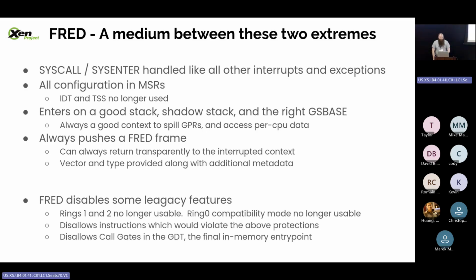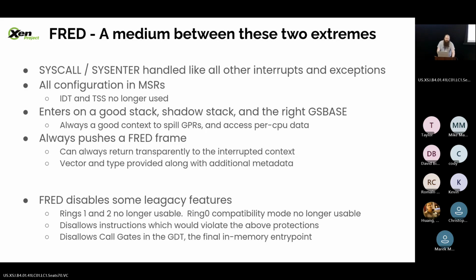FRED also pushes a full FRED frame. I've got a diagram of that later. Importantly, it means you always get all the metadata. We no longer lose any state. And because we have all the state of the outgoing context, we can return to it transparently. We're no longer in a position where we have to use a slower way of returning just because it's an interrupt.